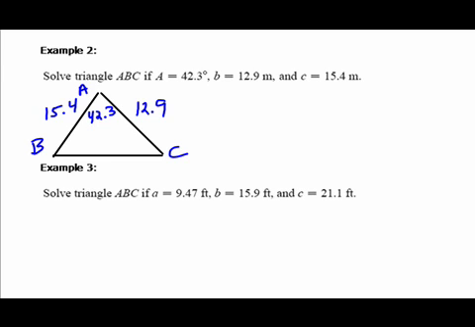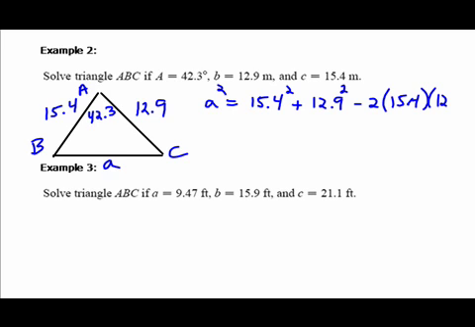So let's start by finding side A using law of cosines. Side A squared equals what? Well, it equals the other two sides squared, added together. So 15.4 squared plus 12.9 squared minus 2 times 15.4 times 12.9 times cosine of 42.3. It's always like that? Yeah, that's always the law of cosines.